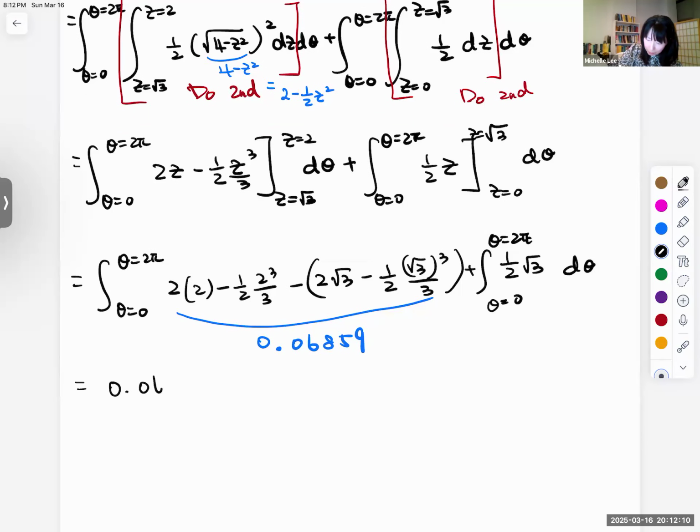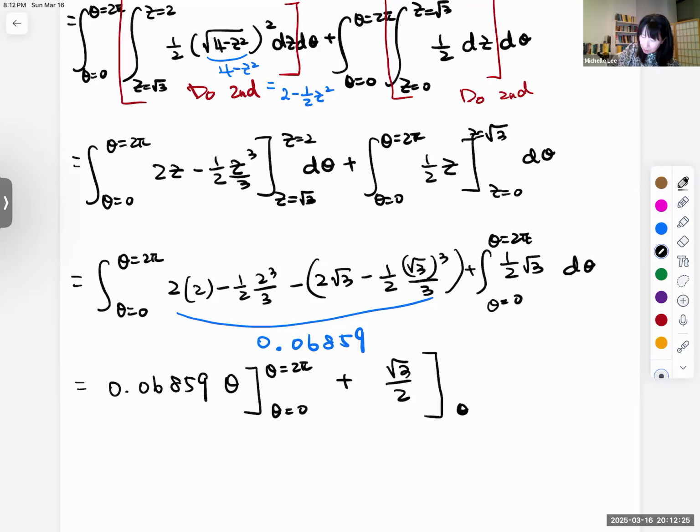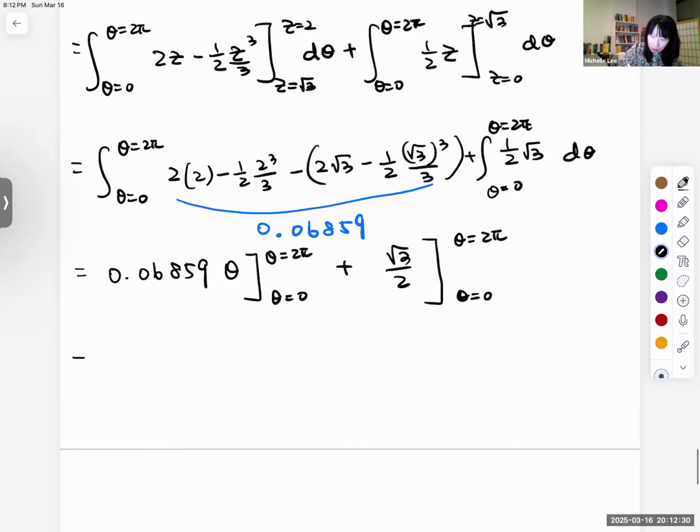So we have 0.06859 theta, evaluated from 0 to 2 pi. And then we have square root of 3 over 2, evaluated from 0 to 2 pi. And we get 0.06859 times 2 pi plus square root of 3 over 2 times 2 pi. So simplify, then everything, I have 5.87.